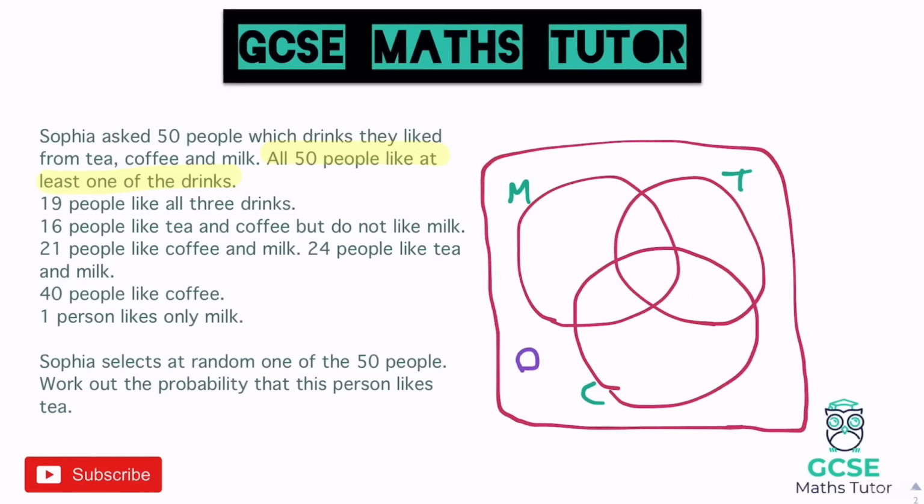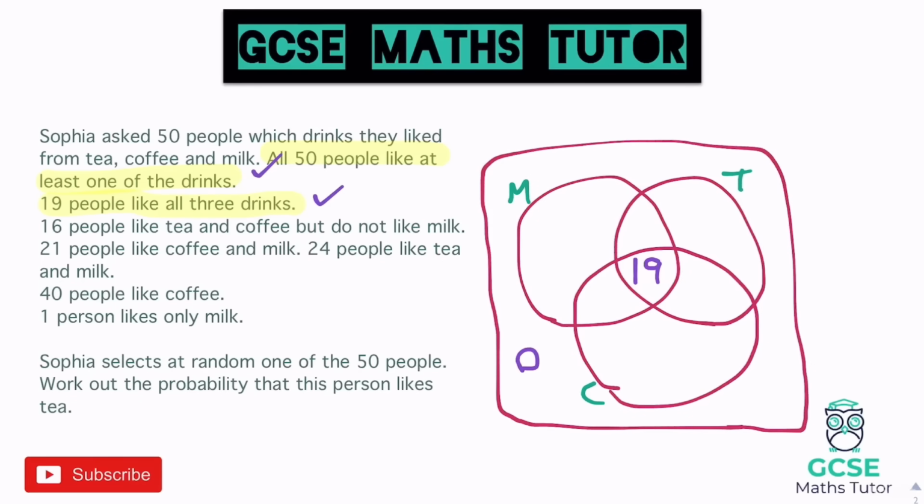Next thing we've got is 19 people like all 3 drinks, and that's a key piece of information there because we can definitely put that in straight away. The people that like all 3 are right smack bang in the middle there, so we've got 19 in the middle. So we've dealt with that one, and you can tick them off as you go or highlight them.